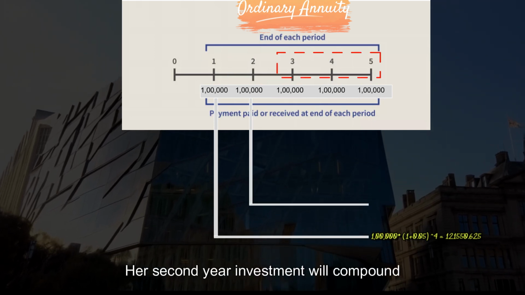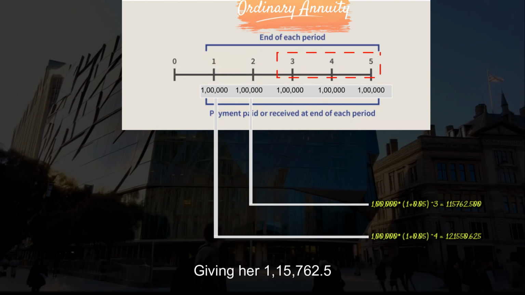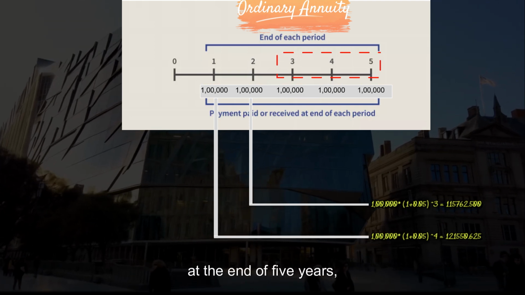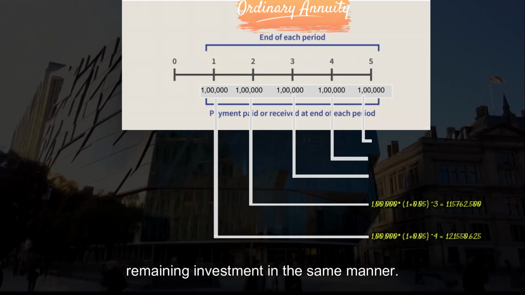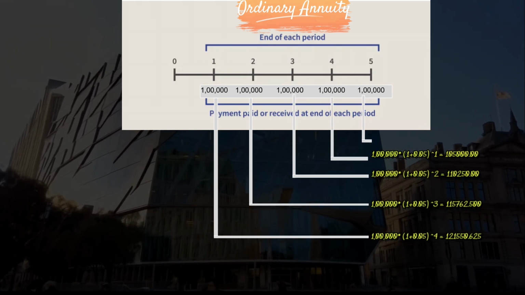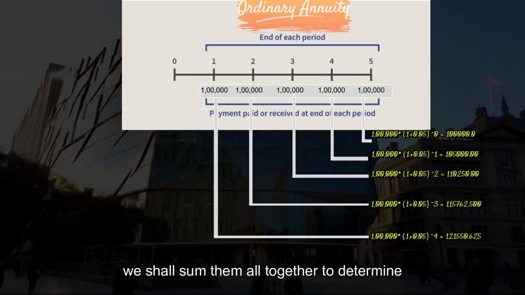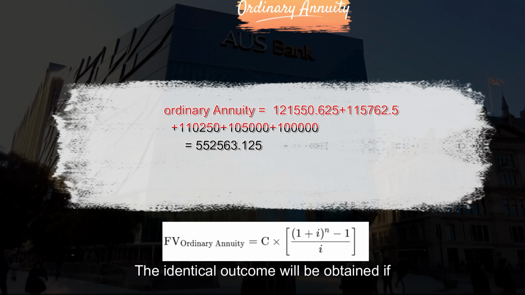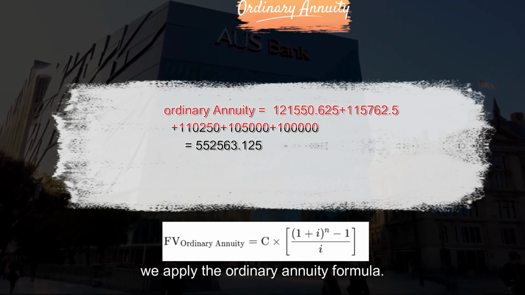Her second year investment will compound for the next 3 years, giving her 1,15,762.5 at the end of 5 years. We will determine the future value of the remaining investments in the same manner. Finally, we sum them all together to determine the ordinary annuity. The identical outcome will be obtained if we apply the ordinary annuity formula.